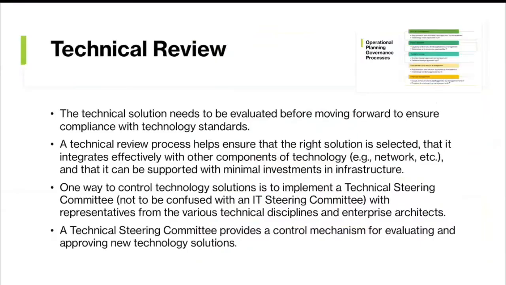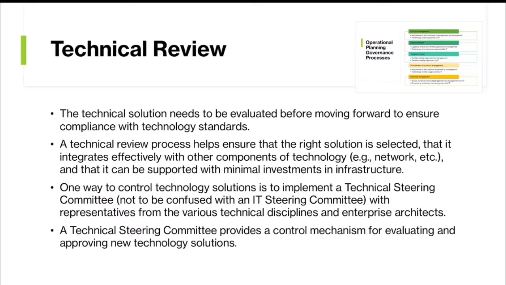Next, we do technical review. So the technical solution needs to be also evaluated before moving forward to ensure compliance with technology standards. So a technical review process helps ensure that the right solution is selected, that it integrates effectively with other components of technology, for example, network and other existing software, and that it can be supported with minimal investments in infrastructure.